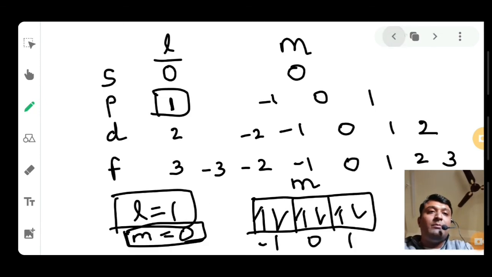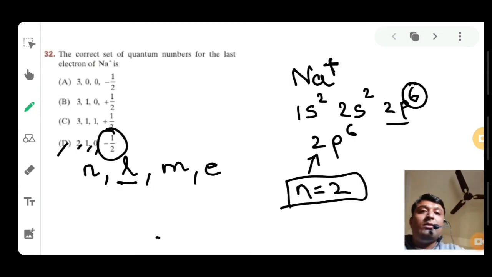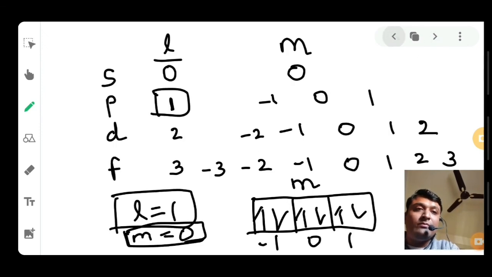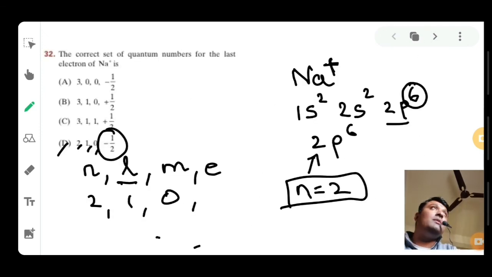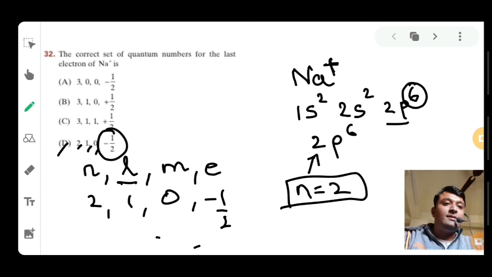Okay, so if I am placing every value in a group, the value of n will be 2, azimuthal number is 1, magnetic number is 0, and electron spin can be +1/2 or -1/2, but according to our option, -1/2 is the correct option, as the electron can spin in the opposite direction. If there are two electrons, one is spinning in clockwise, then the other will spin in anti-clockwise direction. So hope this question is clear to you. Thank you.